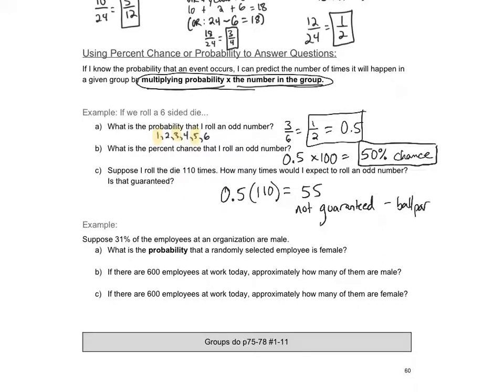It's a ballpark estimate. And the idea here is that I'm pretty likely to get an odd number somewhere near 55 out of the 110 times. It could be 49, it could be 58. I'm not very likely to roll the die 110 times and get an odd number twice and an even number 108 times, because my probability numbers tell me that somewhere around 50% or half of them should be odd.